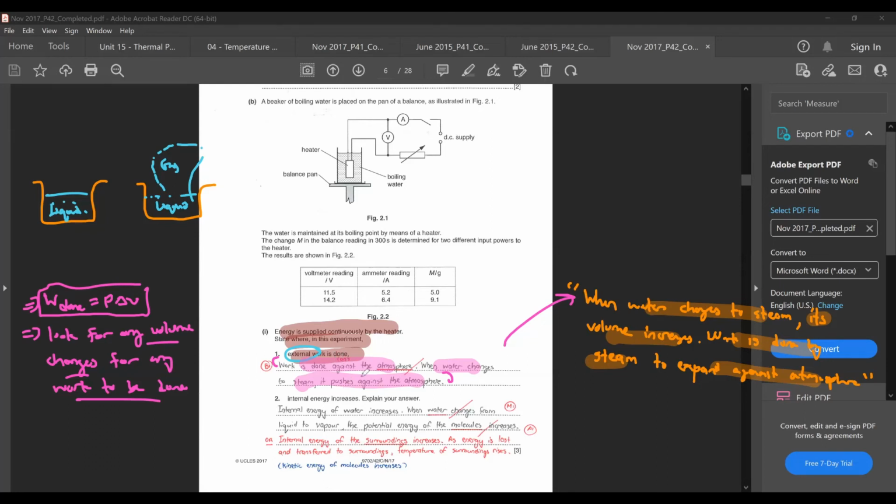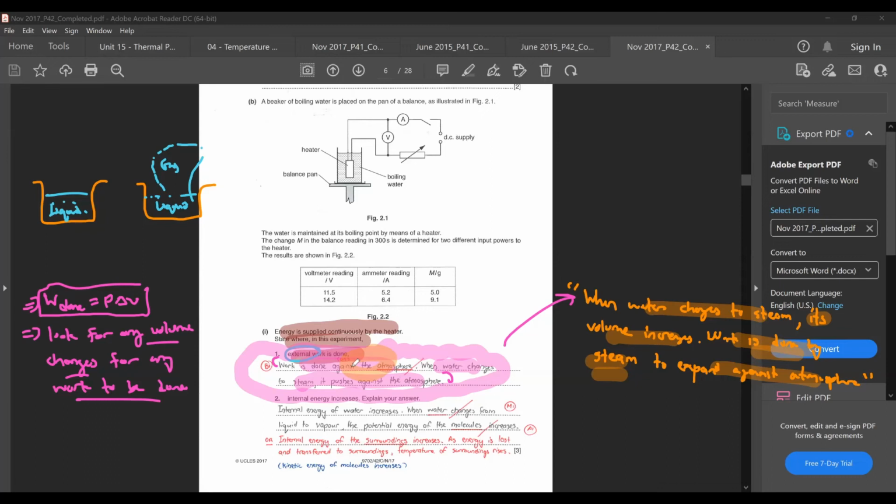So this one is another different one. This one is the marking scheme. All right, this is what the marking scheme wrote: when your water changes to steam, it is pushing against the atmosphere, so work is actually being done against the atmosphere. They single out work being done against the atmosphere. But in the answer that I just wrote here, I am singling out the steam: work is done by steam. This one is work is done on atmosphere.